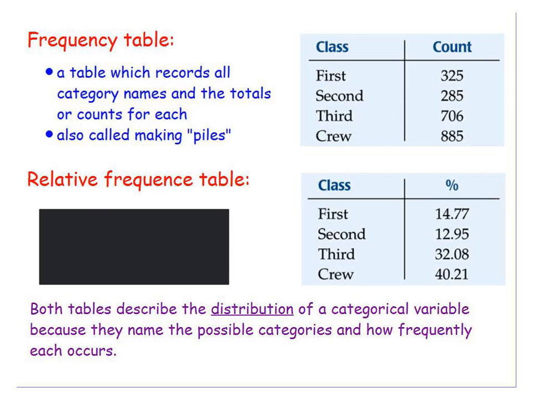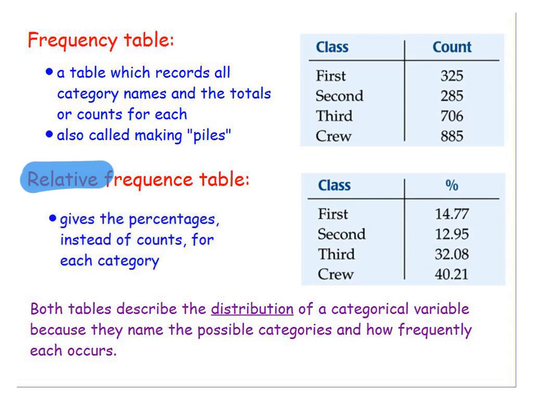Now, there is one word difference between the first vocab word and the second vocab word. We are now looking at a relative frequency table. Relative is a key word because we're going to hear this pop up throughout this chapter. Anytime you hear relative, it only means one slight difference from a frequency table. It simply gives the percentages instead of raw counts for each category.